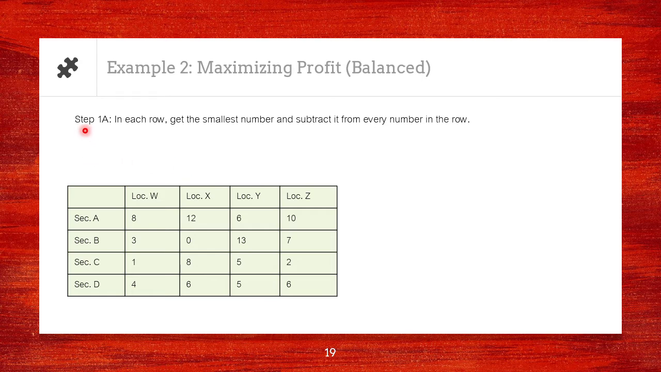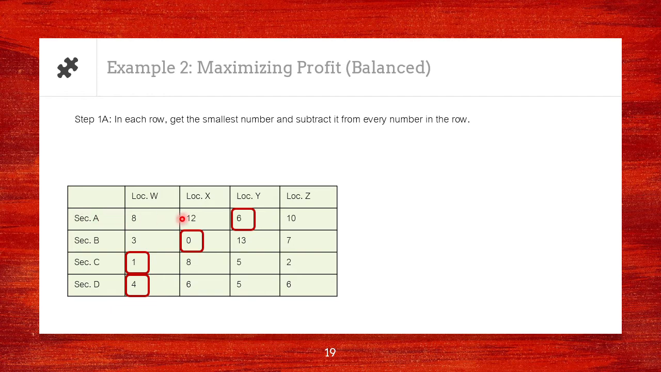For step 1a, we will get the smallest number in each row and subtract it from every number in that row. So in our opportunity cost table, the first row has smallest value of 6. The second row has smallest value of 0. The third row has smallest value of 1. And then the fourth row has smallest value of 4. So here are the smallest values.